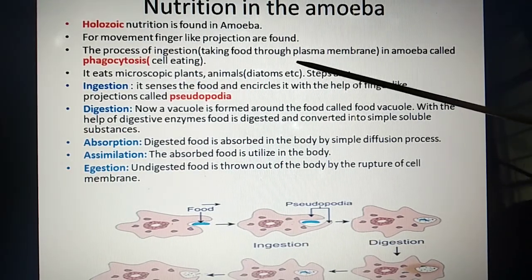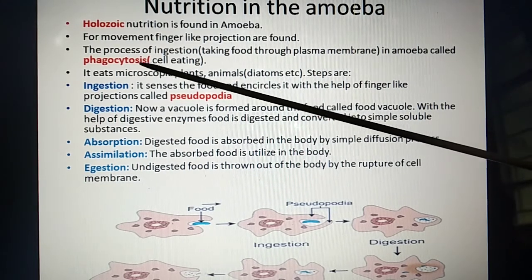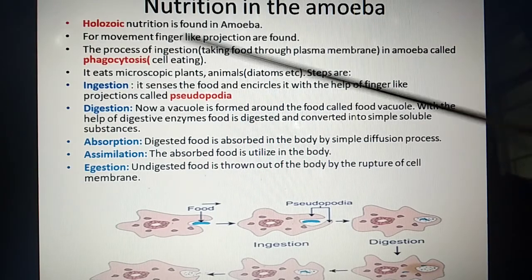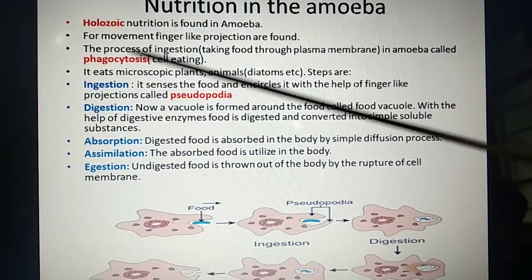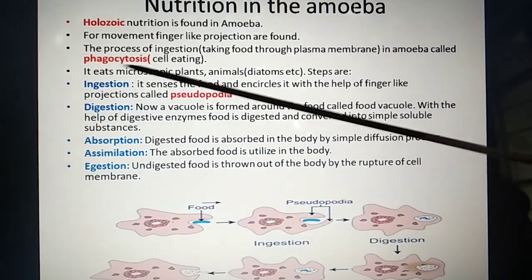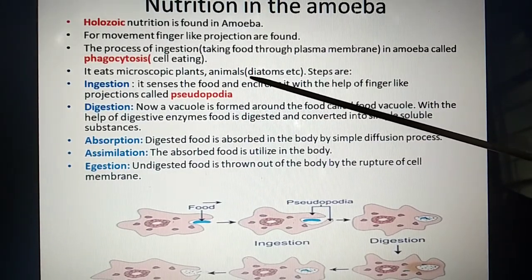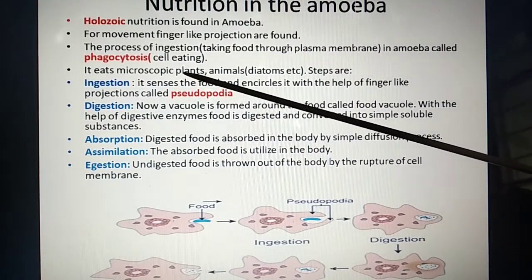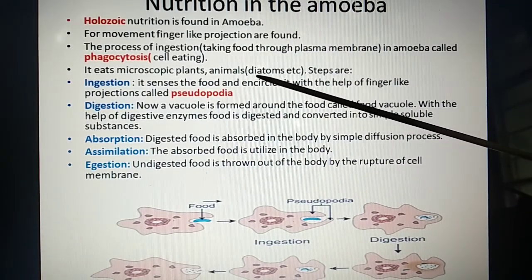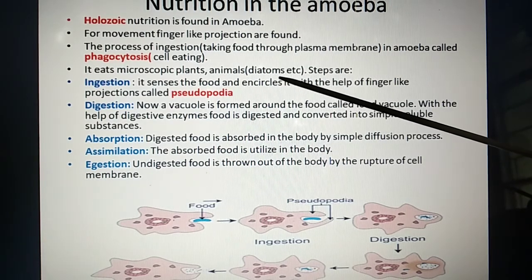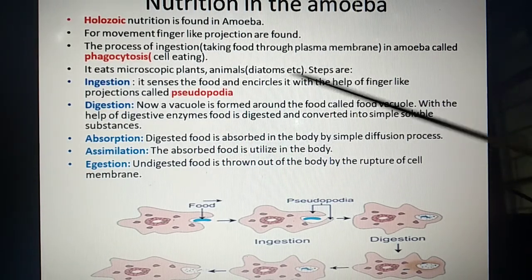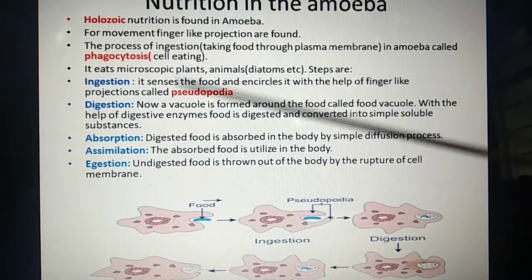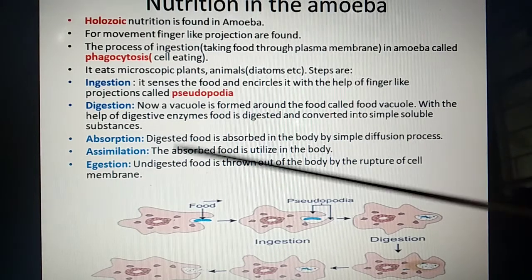Taking the food through the plasma membrane is called phagocytosis. The word is phagocytosis, also called cell eating. It means eating through the plasma membrane is called phagocytosis. The next is it eats microscopic plants and animals, diatoms, which are too small. It means microscopic. You can see them only by the microscope. Those plants and animals are the food of amoeba, diatoms, etc. Now see the steps. What are the steps of nutrition in the amoeba? Then see one by one.